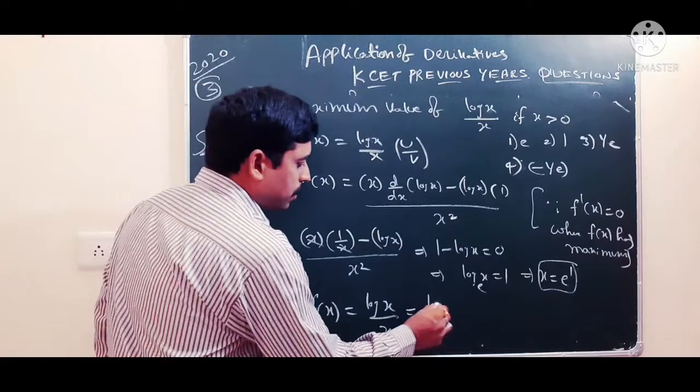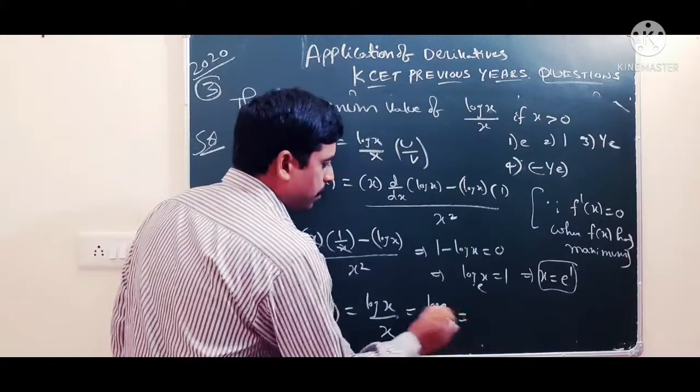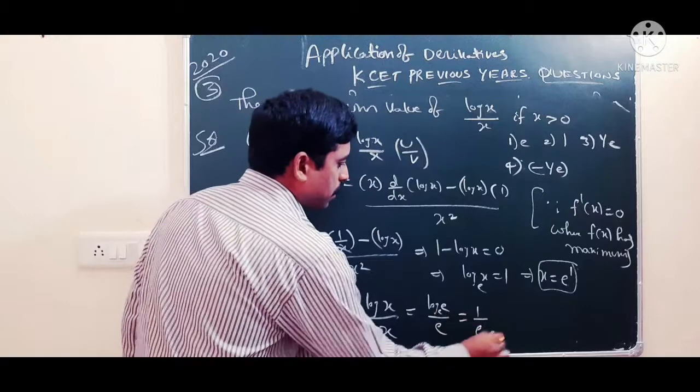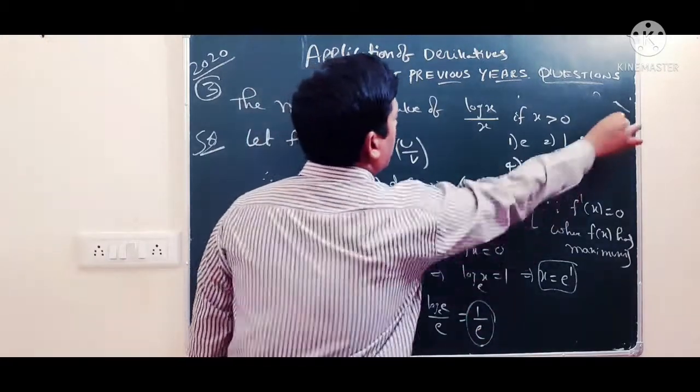This will be log e by e. So log e value is 1, base e. So the answer is 1 by e. Option 3 is correct.